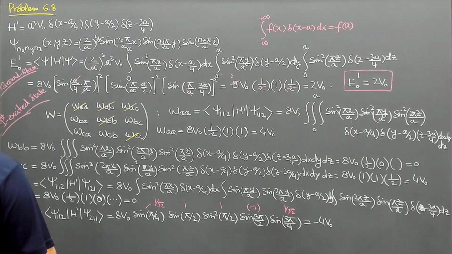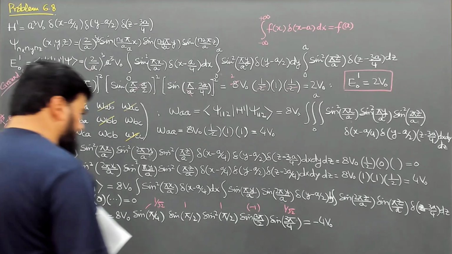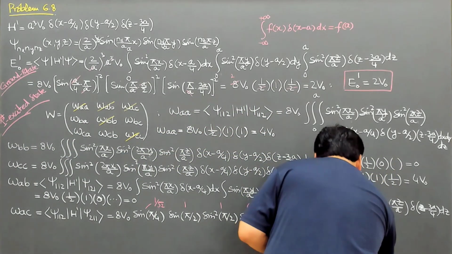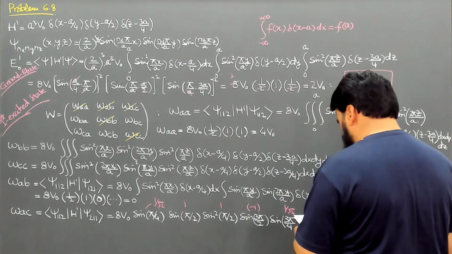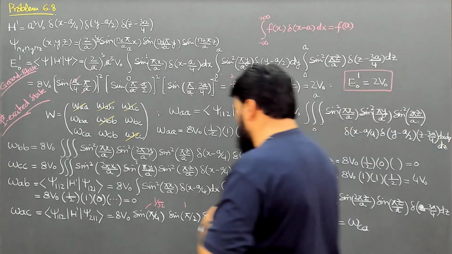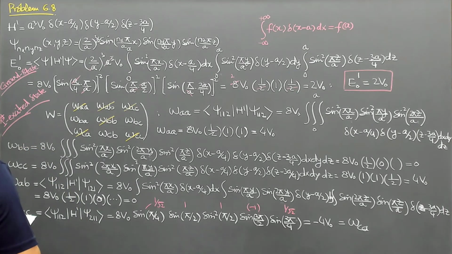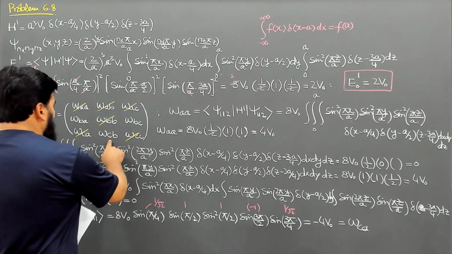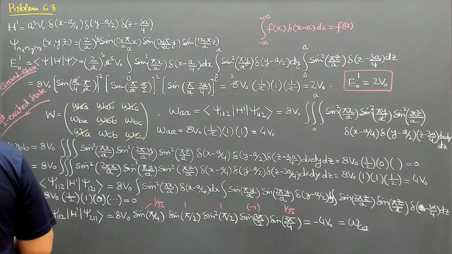So W_CA will come out to be, you can prove this thing. I will write this thing here, that this comes out to be W_AC, and this is equal to W_CA as well. CA also comes out to be minus 4 V naught. So we have calculated this CA as well, and now we calculate W_BC, and W_BC comes out to be the same as W_CB, and we can calculate this one as well.